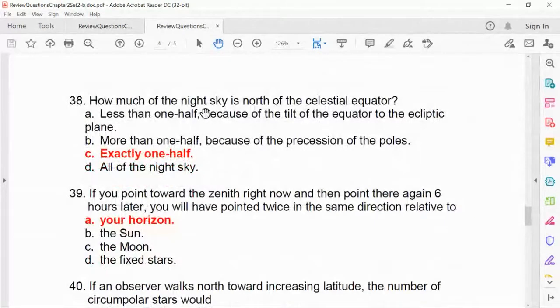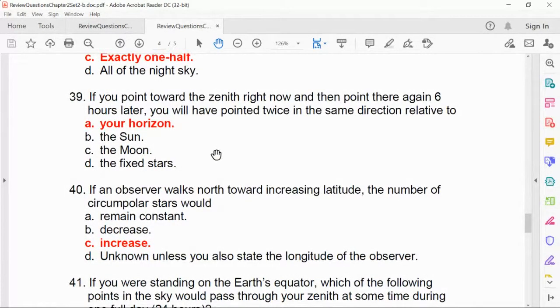How much of the night sky is north of the celestial equator? Well, the celestial equator cuts the sky into two halves, south and north, so we say exactly one half.